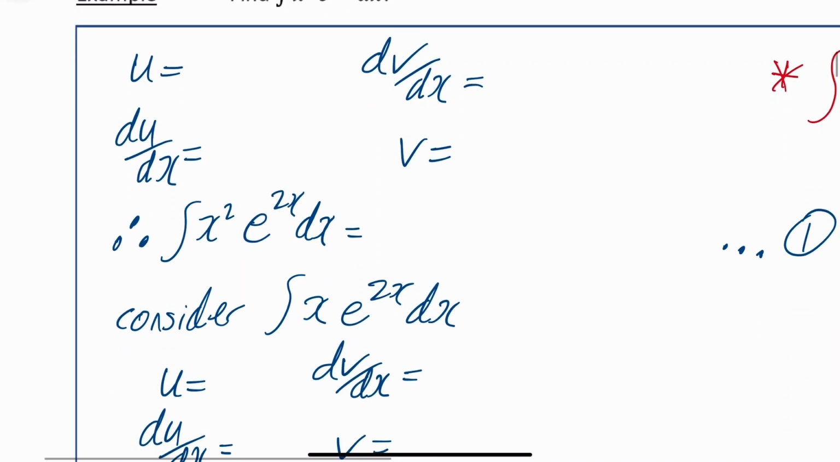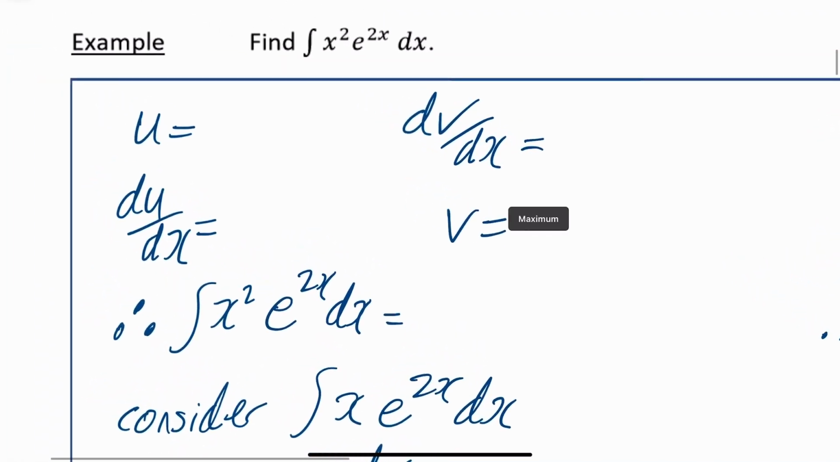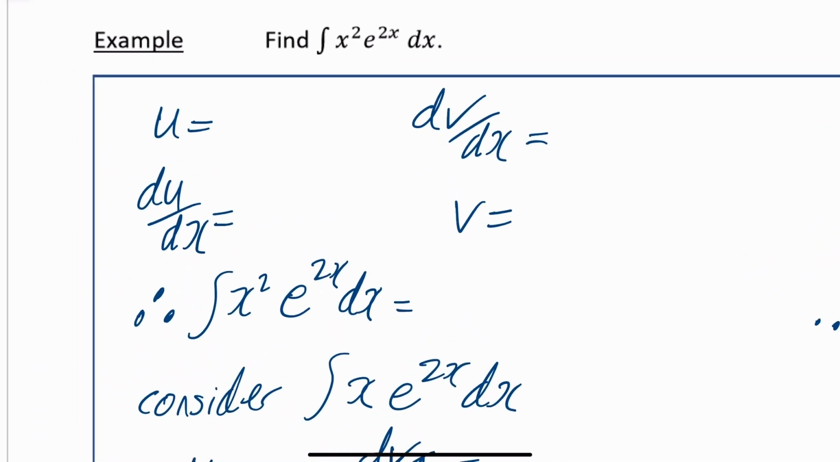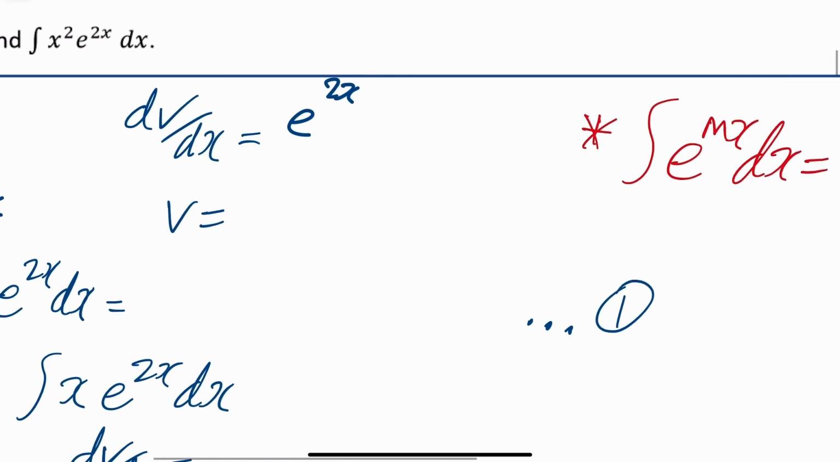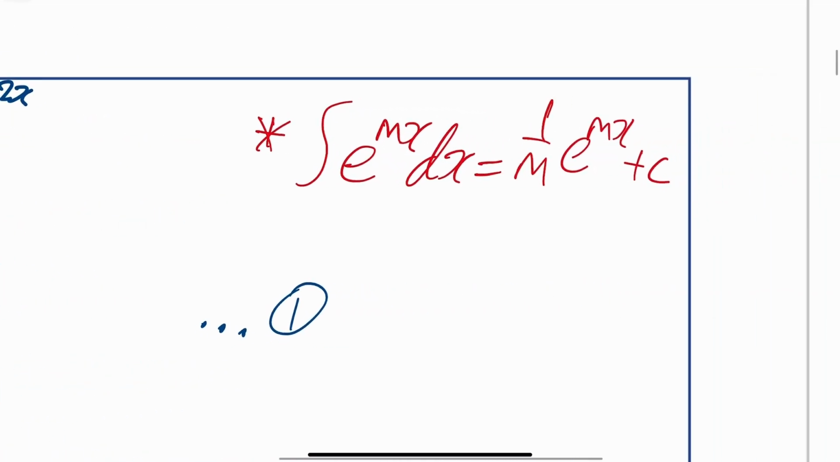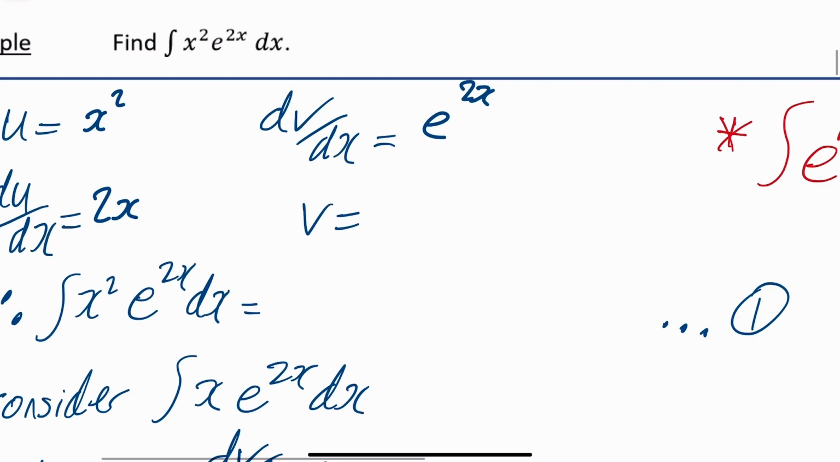Okay, now we're going on to slightly trickier ones. So this one we've got to integrate x squared times e to the 2x. So again, your u would be equal to x squared, du by dx would be 2x, your dv by dx would be e to the 2x, and if you integrate that, remember this wee thing here, if you integrate e to the mx dx, you get 1 over m e to the mx, and then plus c. So here, that's going to be a half e to the 2x.